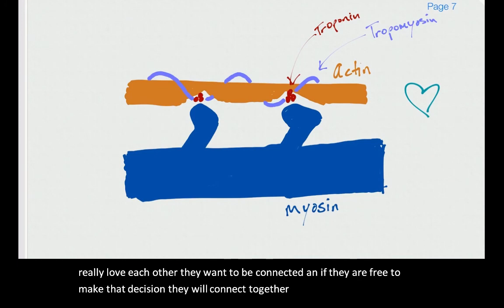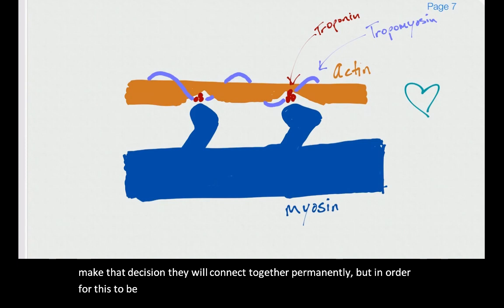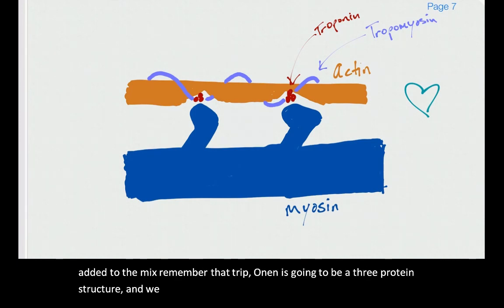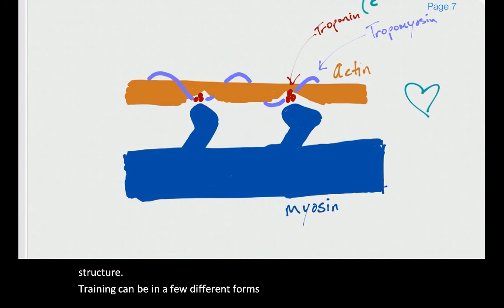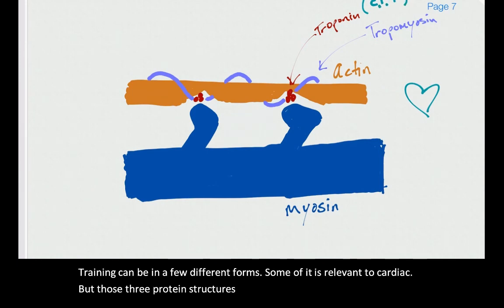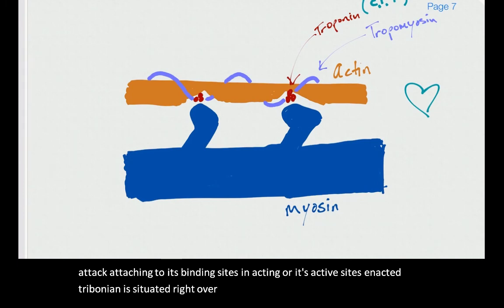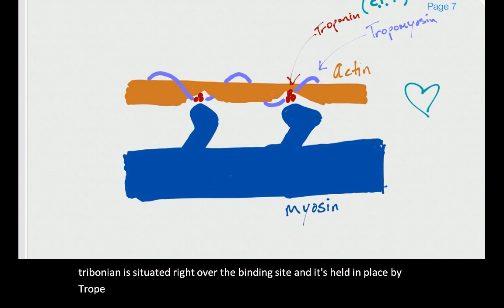But in order for this to be a process, a cycle, a phase, we have troponin and tropomyosin added to the mix. Remember that troponin is going to be a 3-protein structure. Troponin can be in a few different forms. Some of it is relevant to cardiac. But those 3 protein structures are physically preventing myosin from attaching to its binding sites, or its active sites, in actin. Troponin is situated right over the binding site, and it's held in place by tropomyosin, which again is a helical protein strand.